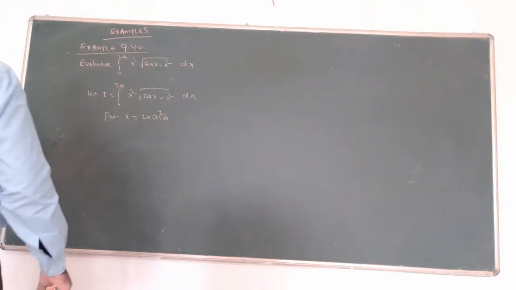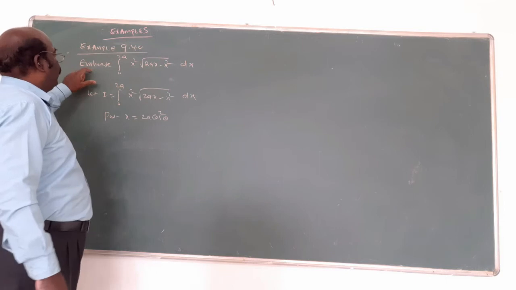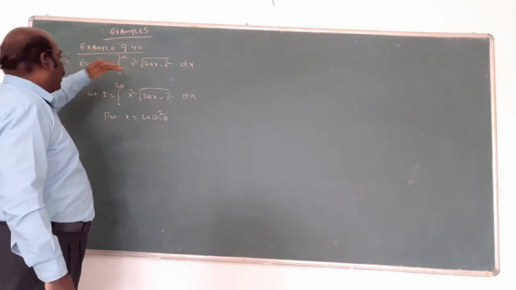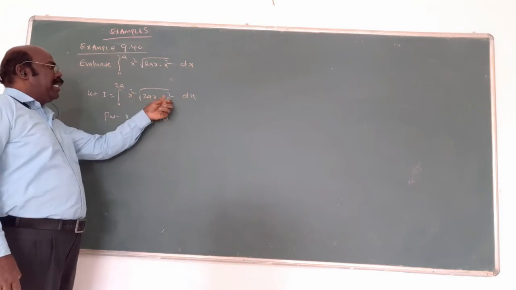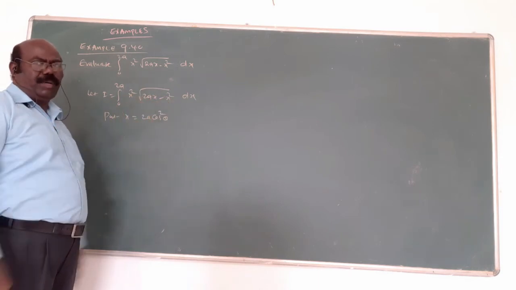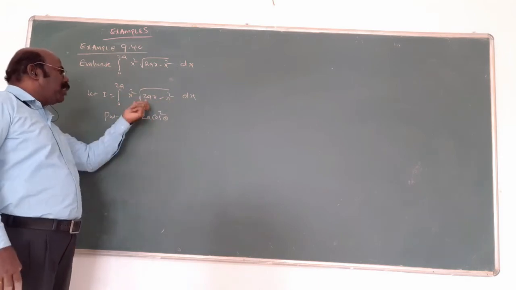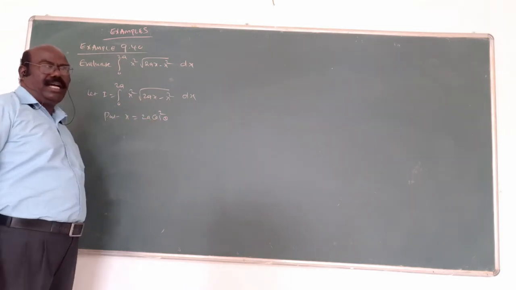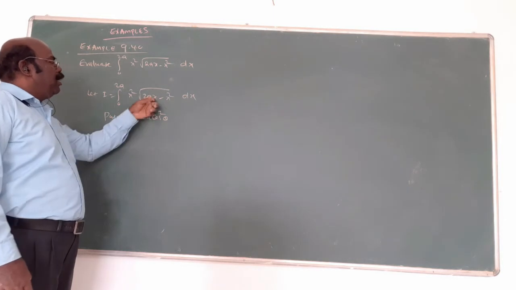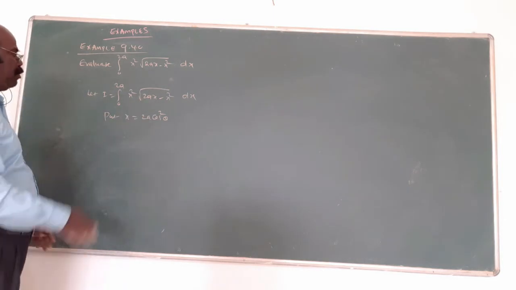Listen here, question 9.40. Let us assume the integral is I equal to something. Here x square is also there, so direct integration is not possible. In the name of the substitution method, put x equal to 2a cos square theta. Then only the root will be removed. That's why I am substituting.